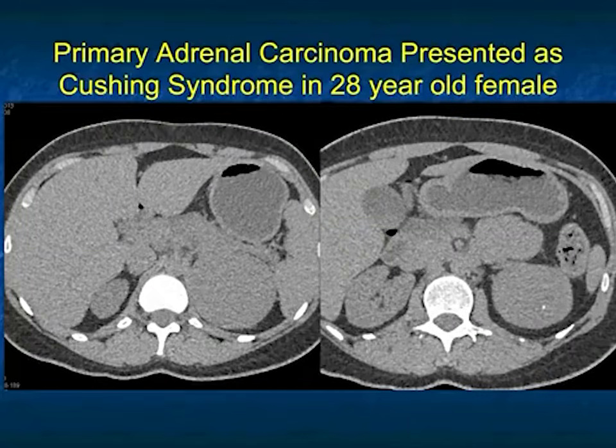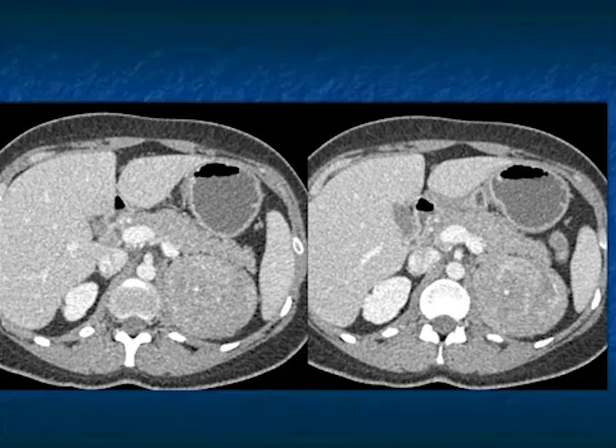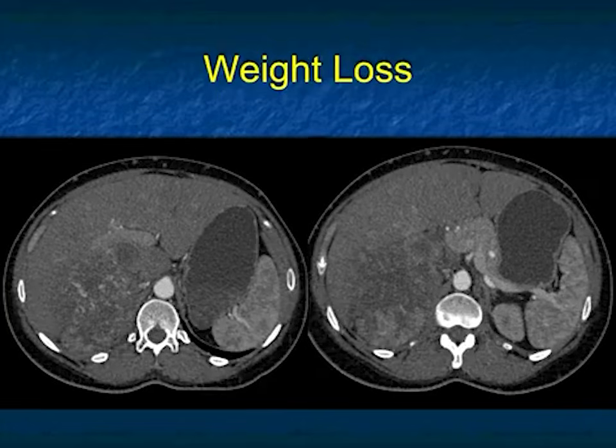Couple more MIP images. In this patient with Cushing's, again, Cushing's is the most common functioning type of adrenal tumor. It could be due to adenomas. It could be due to cancer. Based on size and enhancement, you have to worry about cancer. And that was indeed a primary adrenal cortical carcinoma.